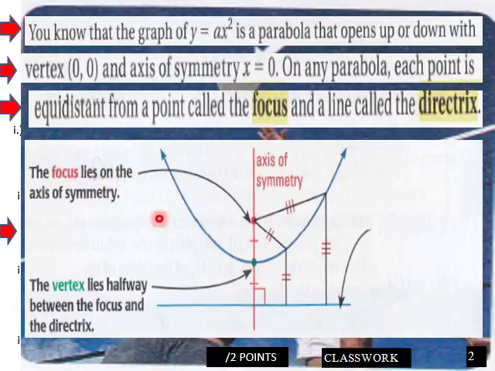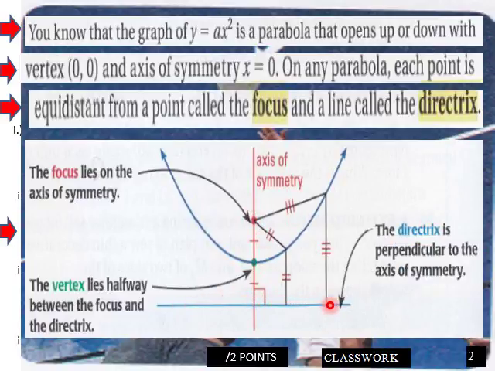The focus lies on the axis of symmetry. This is the focus here, and the directrix is right here. The directrix is perpendicular to the axis of symmetry, so you have a 90-degree angle here between the directrix and the axis of symmetry.